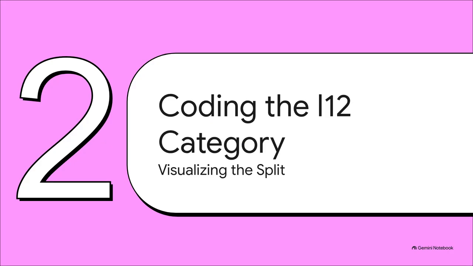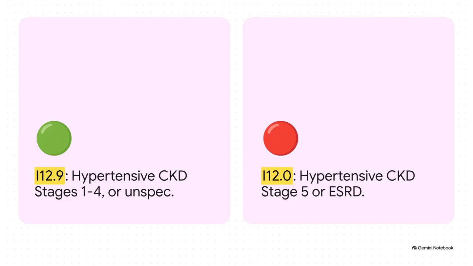Moving right along to Section 2, coding the I-12 category and visualizing the splits. Now that we understand the assumed link, let's look at how the manual actually categorizes these. The entire I-12 category branches neatly into two distinct pathways, based entirely on the severity of the kidney disease. I-12.9 is your go-to code for the early stages, so that's stages 1 through 4, or if the stage of the CKD is just left unspecified. But stepping up the severity, I-12.0 is reserved strictly for stage 5 CKD or end-stage renal disease, known as ESRD. It's a simple, binary split right at that stage 4 to stage 5 threshold.